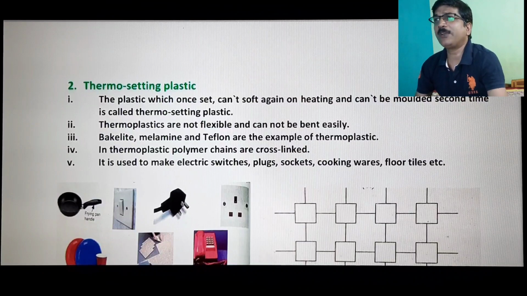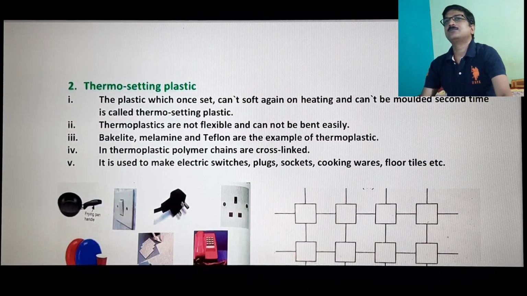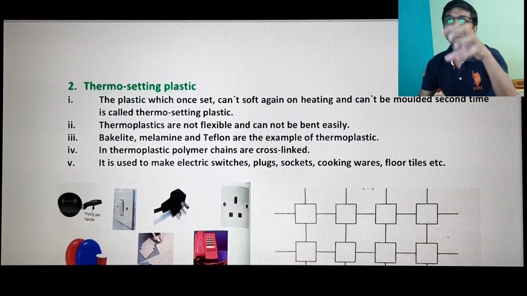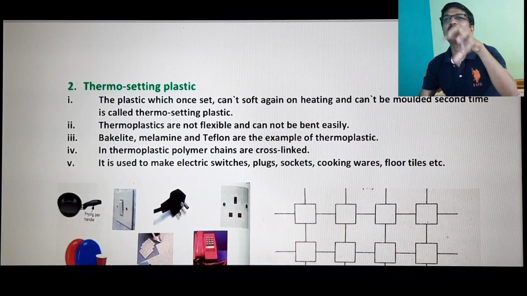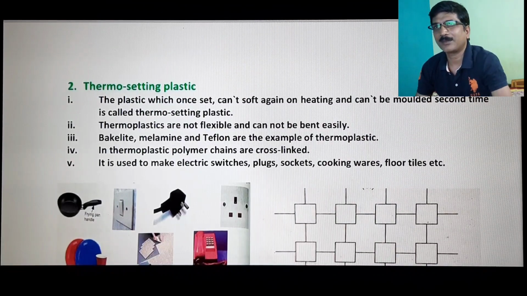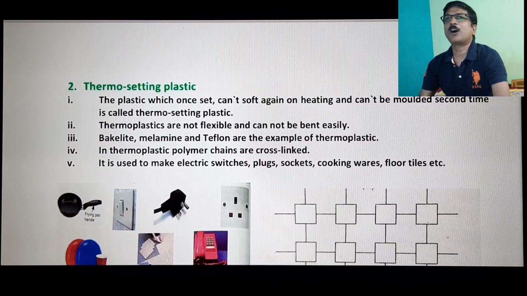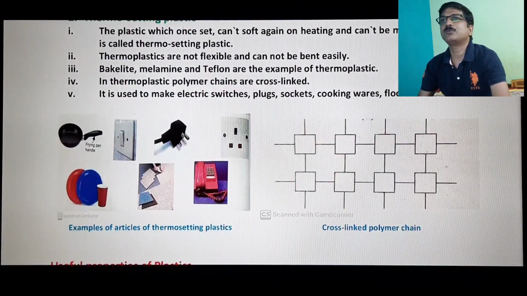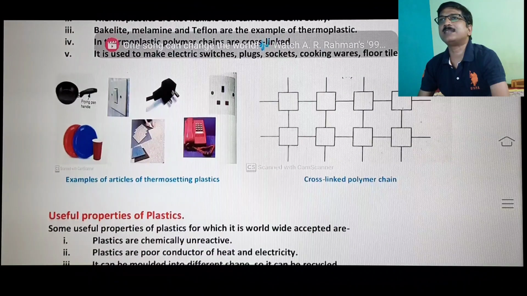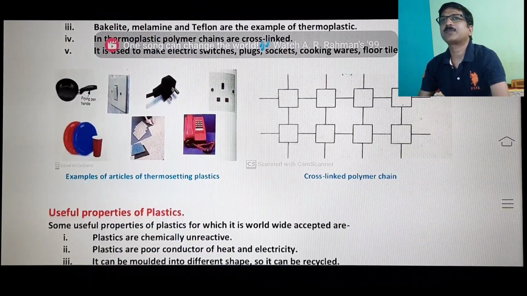That cannot be reformed a second time. Such types of plastics are called thermosetting plastics. And these thermosetting plastics are not flexible and they cannot be bent easily. Clear?